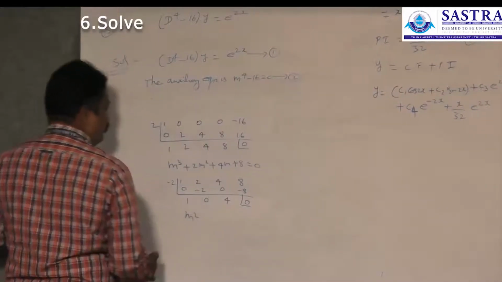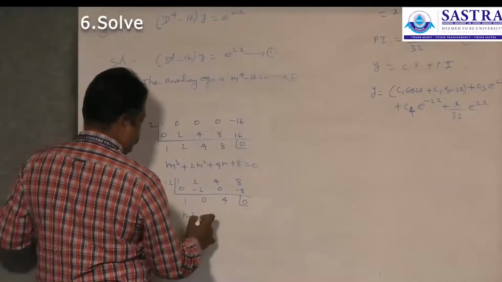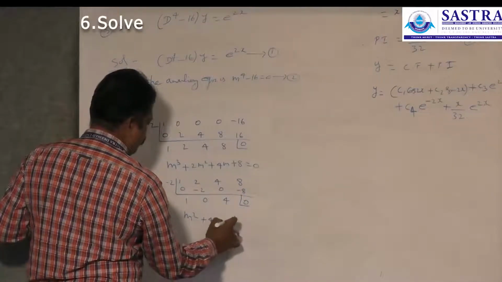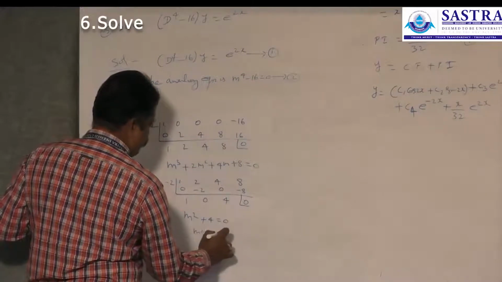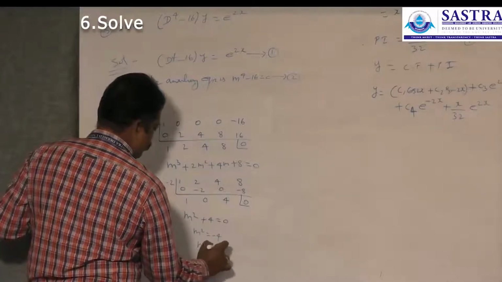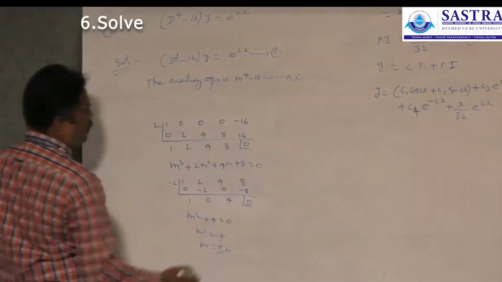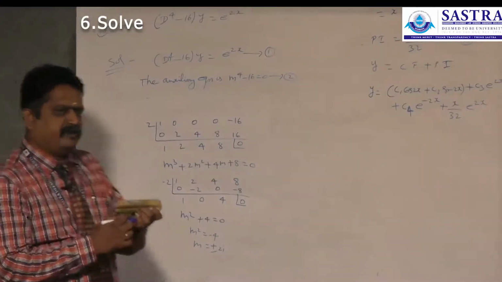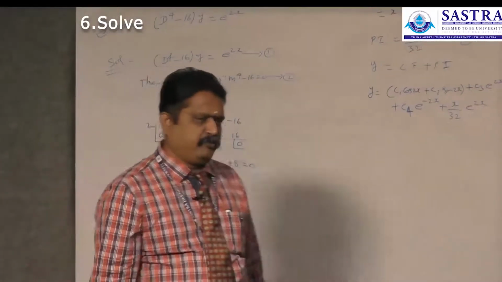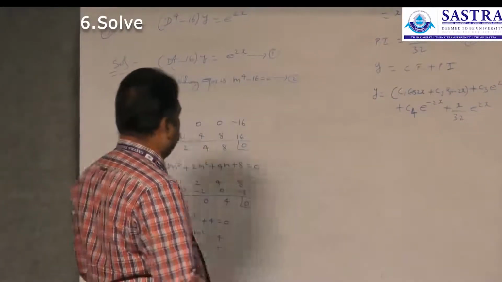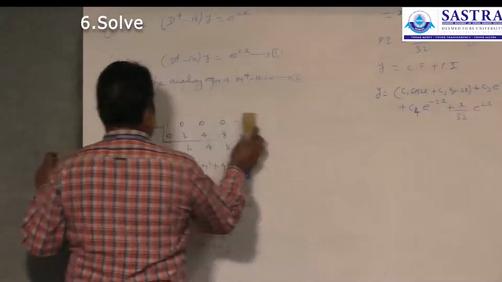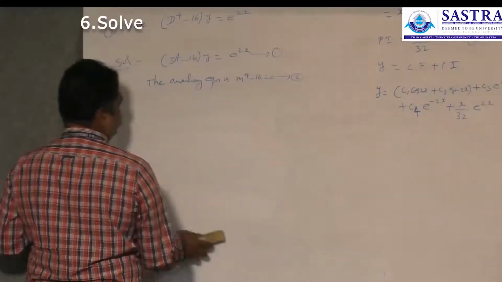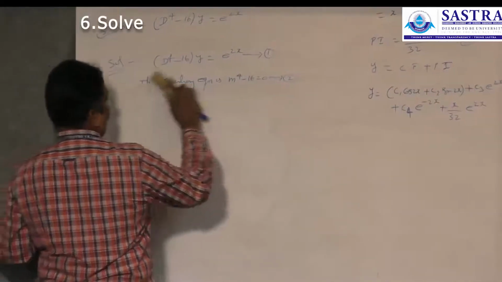Now the next transformed equation is m square plus 4 is equal to 0, m square is equal to minus 4, m is equal to plus or minus 2i. Same thing we got. The roots are plus 2, minus 2, plus 2i, minus 2i. So it's up to you. Either you can perform synthetic division, otherwise you can factorize.